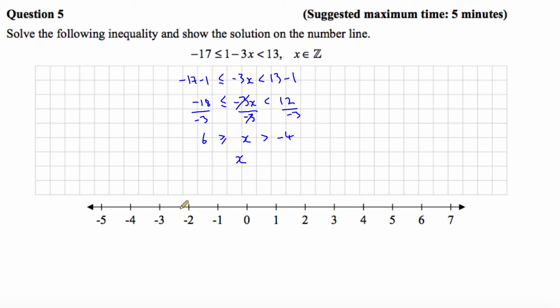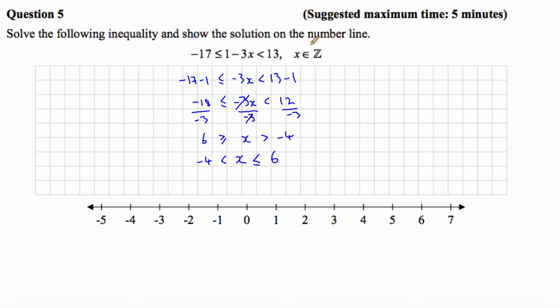So if I just write that backwards so I can match it to the number line here where I'm going to show it, we put minus 4 here. So minus 4 is less than x, which is less than or equal to 6.